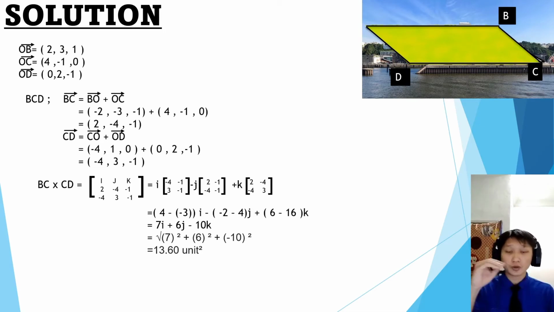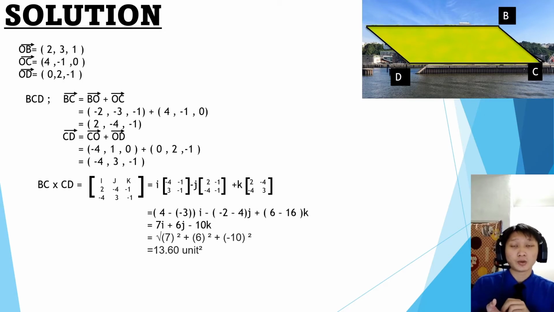Then you need to take the square root. Inside the square root, you need 7 squared plus 6 squared plus -10 squared. After you add them all up, you take the square root. Then the answer is 13.60 units squared. Thank you, that's all for my solution part.